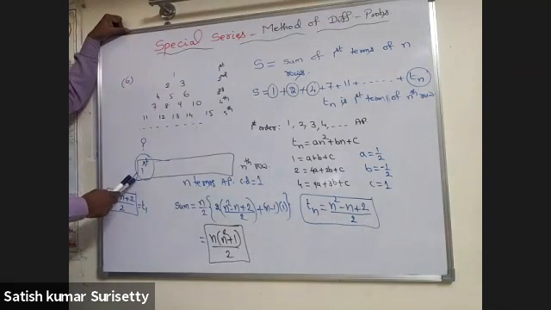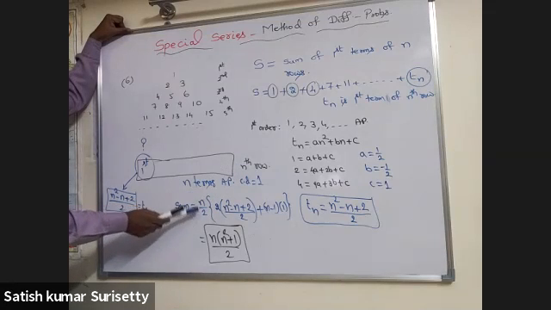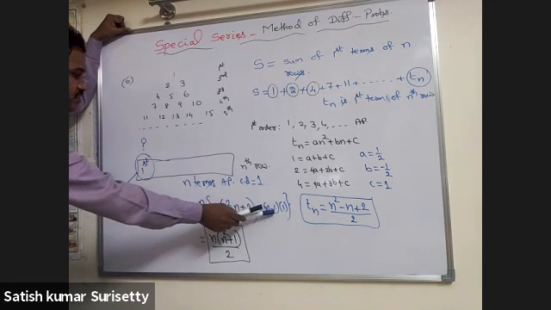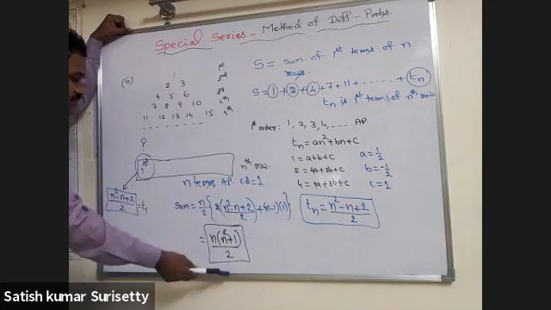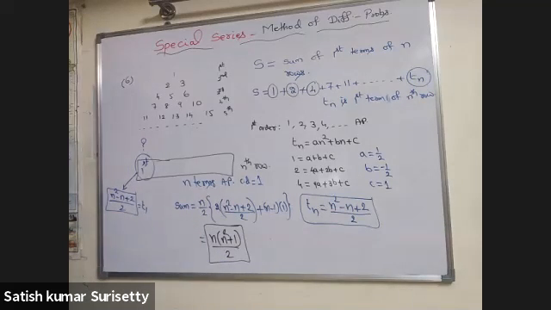Now the sum of numbers in the nth row. So n by 2 into 2 into first term plus number of terms minus 1 into common difference. Simplify. So n into n square plus 1 by 2. Now one more part in this, another part you have to calculate.